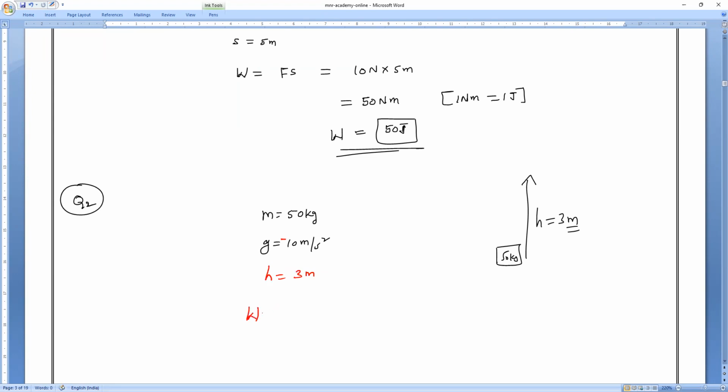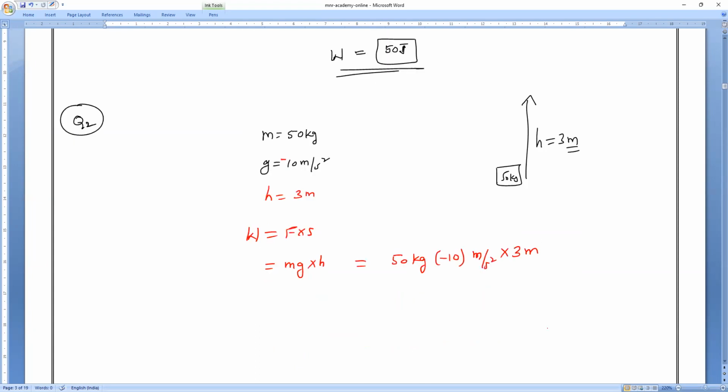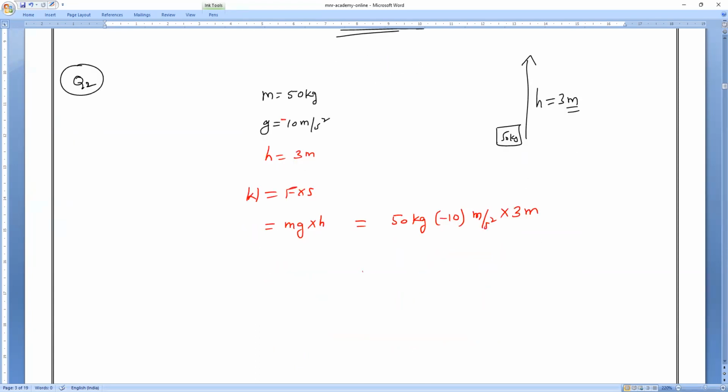Now work done is equal to force into displacement. As you know, force is actually mg, and s is equal to h. So mass is 50 kg. Units are very important. The g value is minus 10 meter per second square, into the h value of 3 meters. Now let us see how you will do it. Minus 50 into 10 is 500, and 500 times 3 is 1500. Units are very important: kilogram meter per second square into meter.